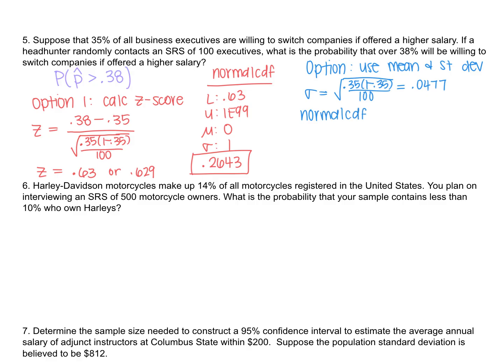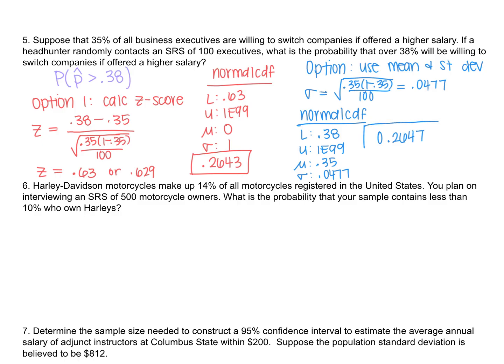And then we go to normal CDF. Our lower bound will be 0.38. Upper bound will be 1E99. Then we'll use our mean of 0.35 and our standard deviation of 0.0477, which gives us a probability of 0.2647.